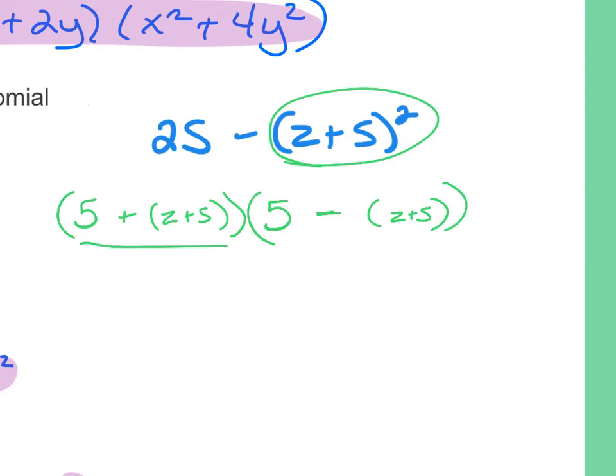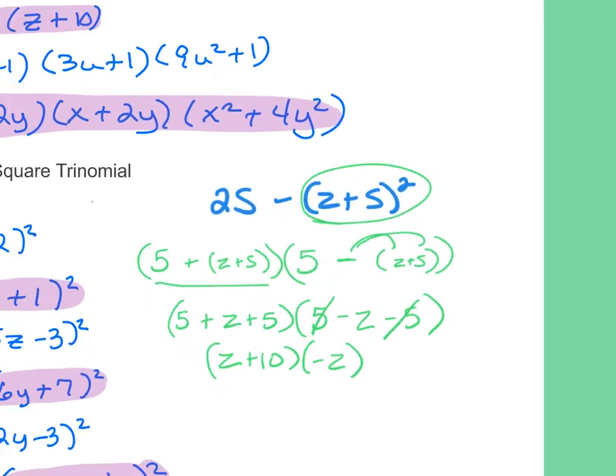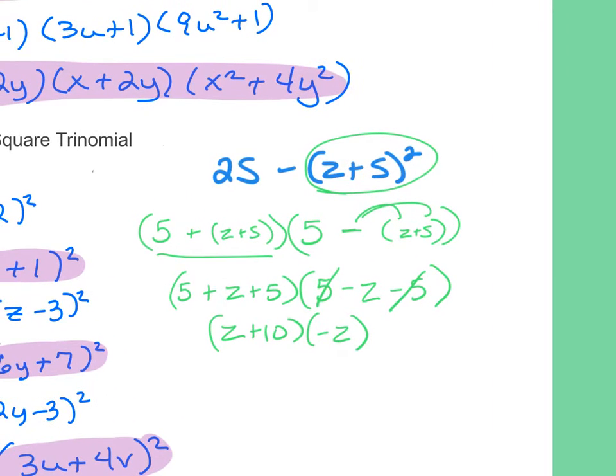So from the first set of parentheses, I end up with 5 plus z plus 5, which becomes z plus 10. And the second set of parentheses, that minus goes to both. So it's 5 minus z minus 5. And then the 5 and the negative 5 cancel out, and it's just negative z. They just put that on the front, so you can put it either way.